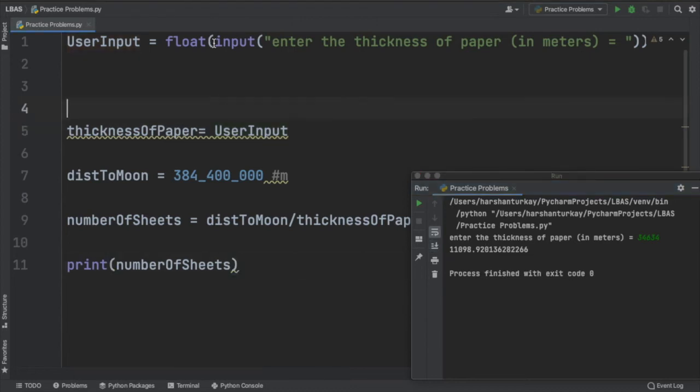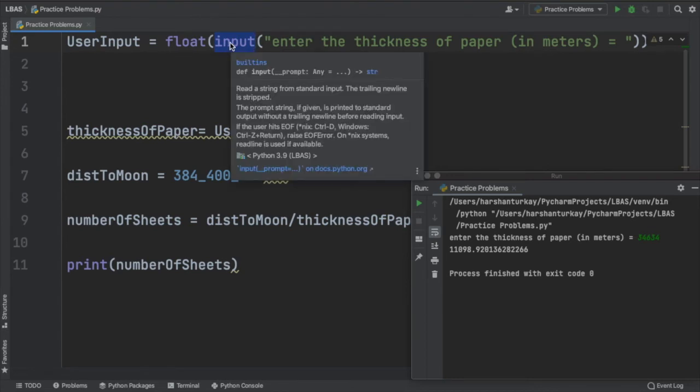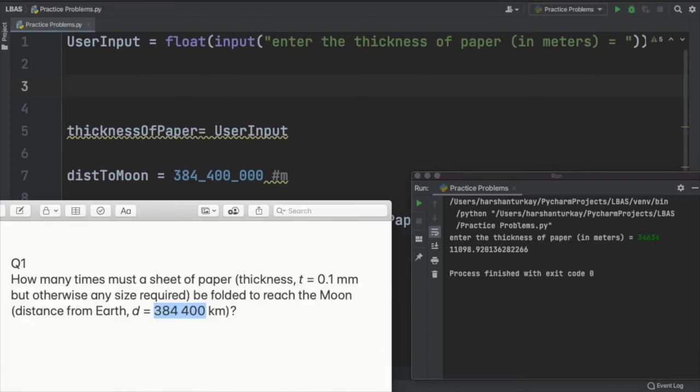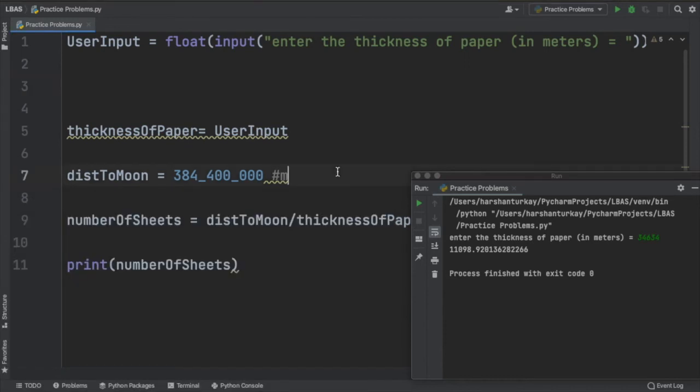So you can see how powerful this function is. With input, you can ask for inputs from the user. So now our function is more general. This program that we've written, this piece of code, does not only work for thickness of this much, but it works for any thickness. I've shown you some examples here, and you can use really any thickness.